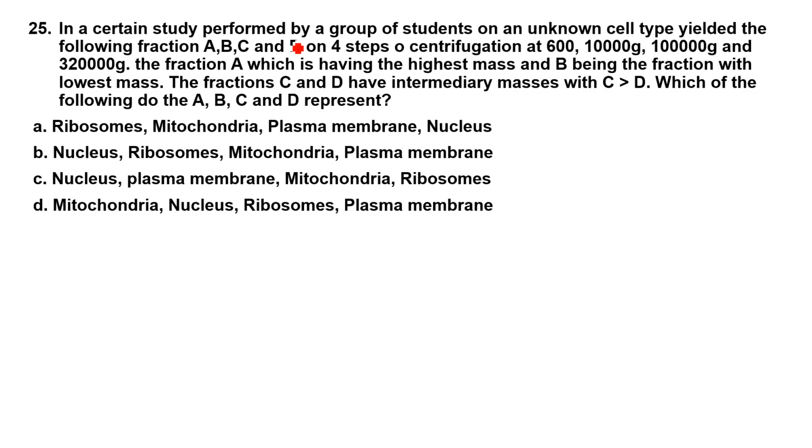This is the last slide. I will end today's session after this. In a certain study performed by a group of students on an unknown cell type, the following fractions A, B, C, and D were yielded on four steps of centrifugation at 600 G, 10,000 G, 100,000 G, and 320,000 G. Fraction A has the highest mass. So you have been given the information that fraction A has the highest mass.